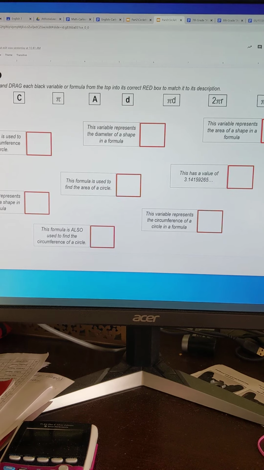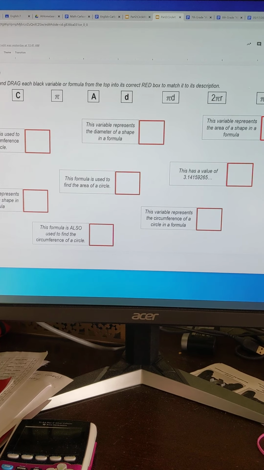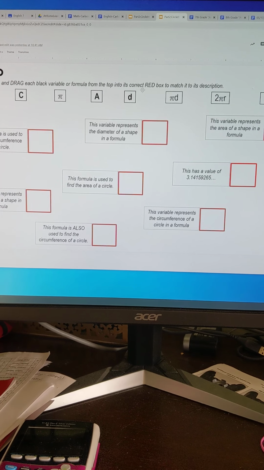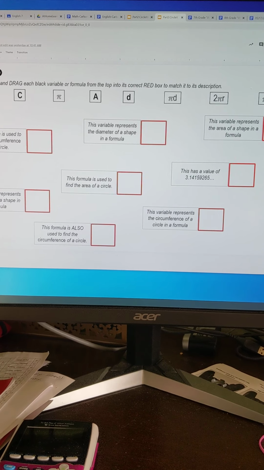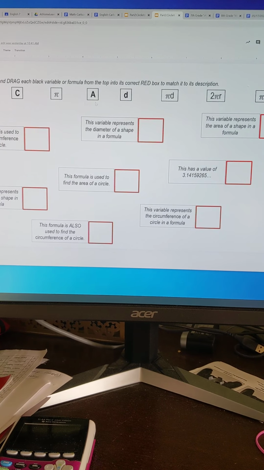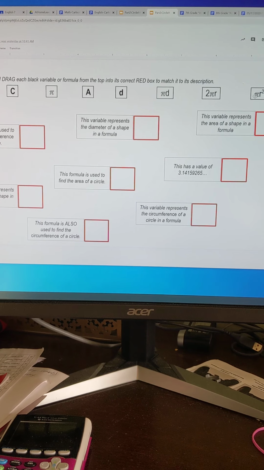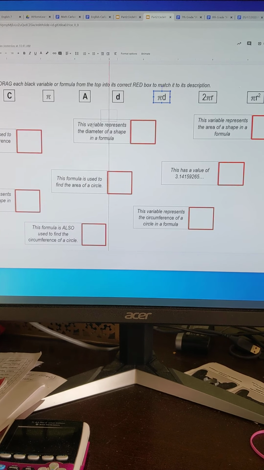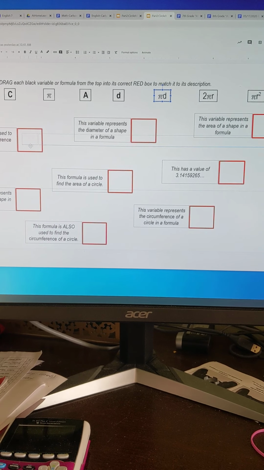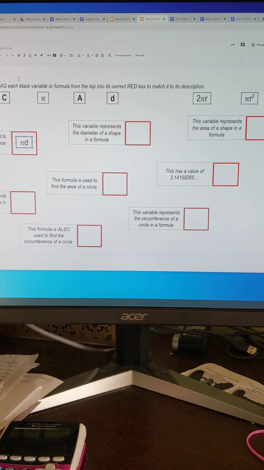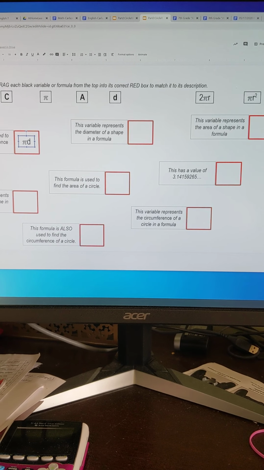In order to use those formulas, you need to know what the letters mean. So you're going to take these letters, and it says drag each one into the correct box. We say, okay, this formula is used to find the circumference of a circle. So I know I'm looking for a formula, which means this one, or this one. I can say, oh, pi times diameter, and I just drag it into the red box. So you're doing that with each of these. They each have a home.